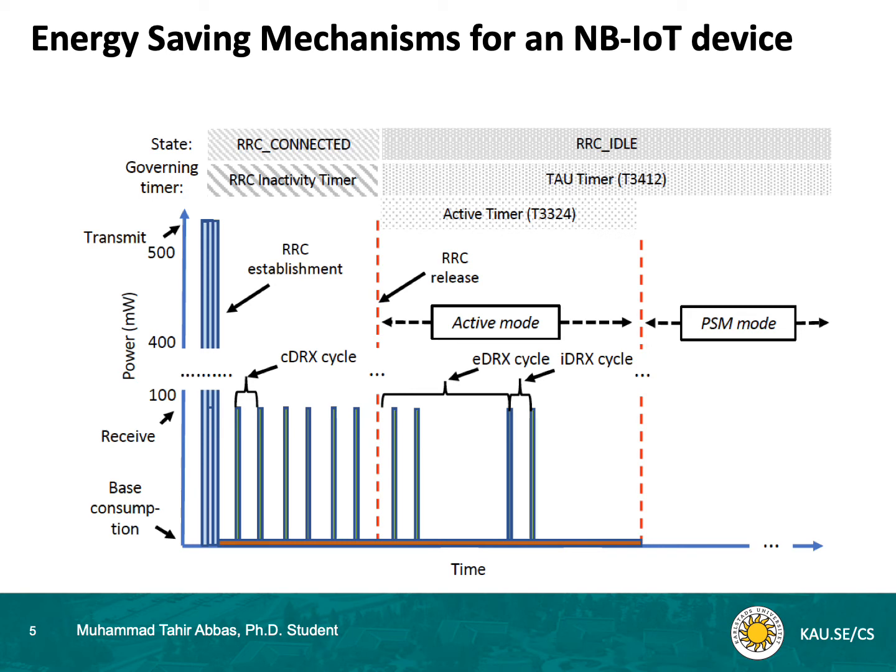This period is governed by the active timer, as you can see, timer T3324. Once this timer expires, the device moves into the power saving mode to save more energy, where it turns off its radio and goes into the deep sleep mode. Lastly, the red line at the bottom shows the base energy consumption for the device to keep itself alive.